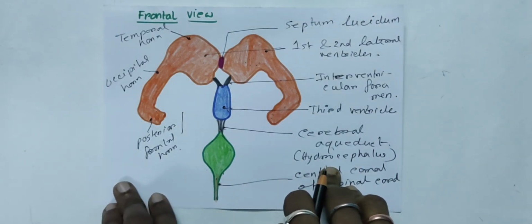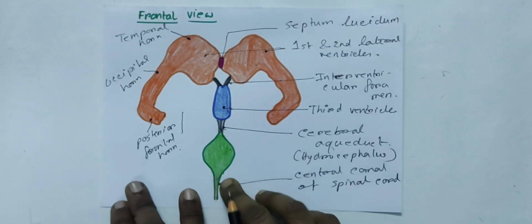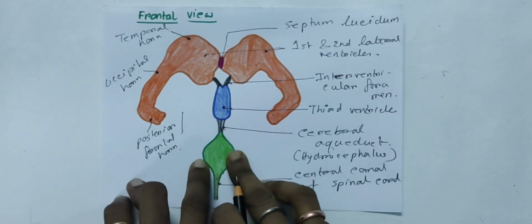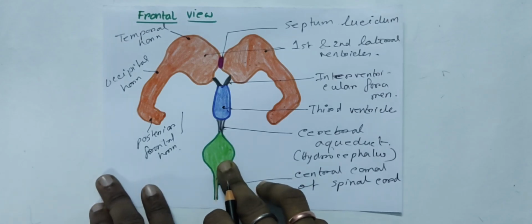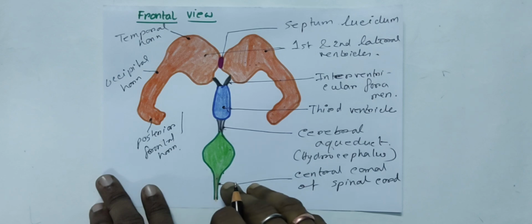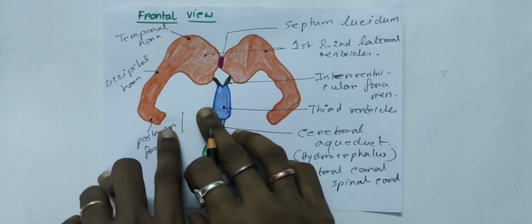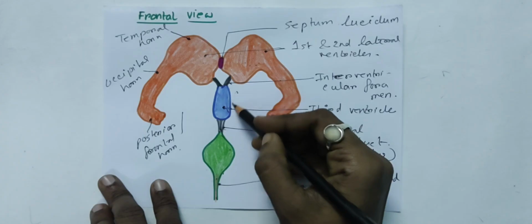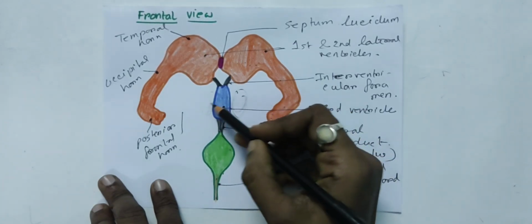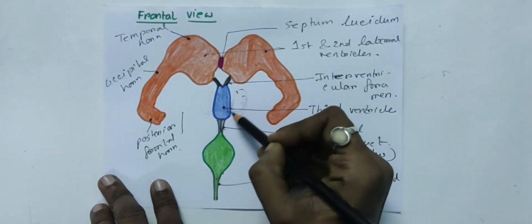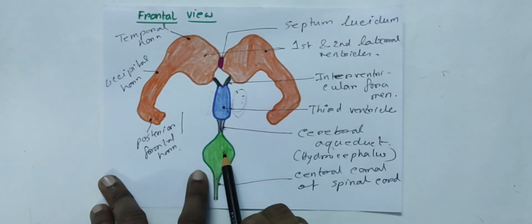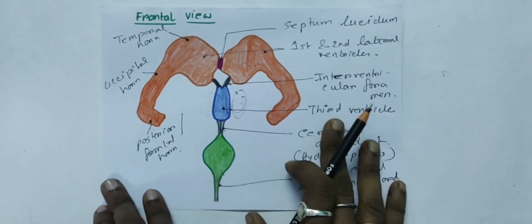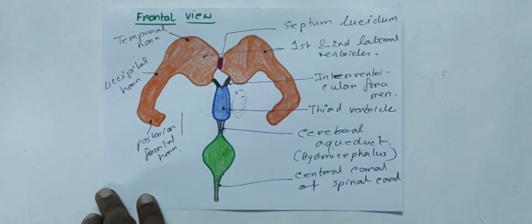Okay, now come to the fourth ventricle. The fourth ventricle is diamond in shape, and it is located between the pons and cerebellum. And the third ventricle is located between the thalamus. Here the 2 thalami are located, and between these 2 thalami, the third ventricle is there. I am showing you the lateral view. It will be clear on that diagram.